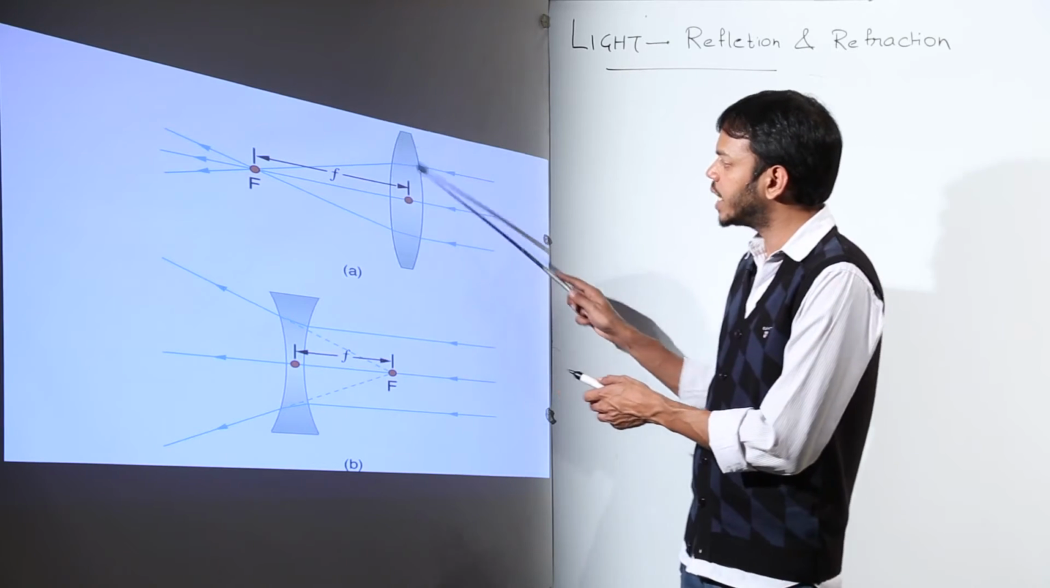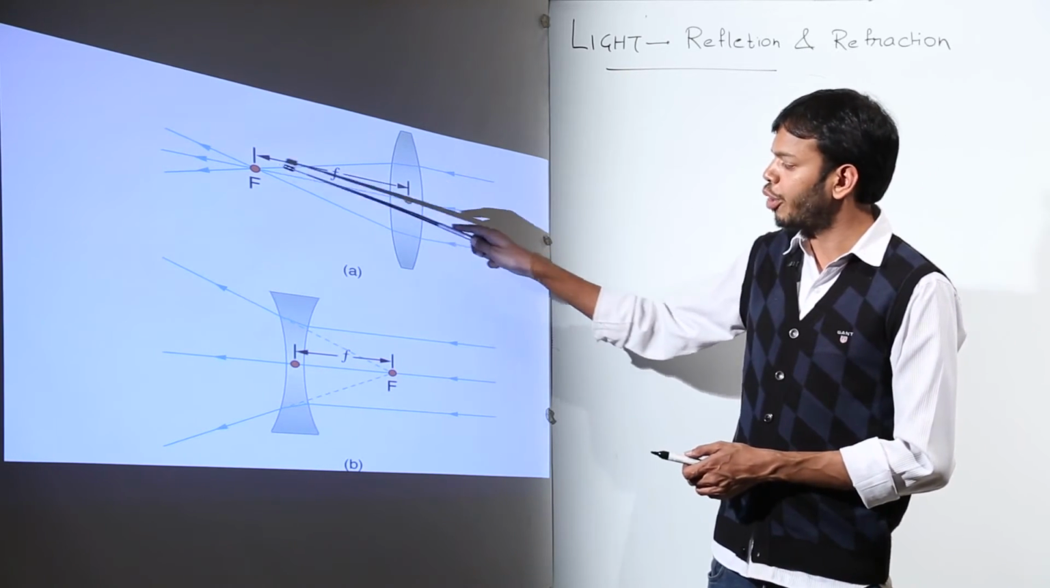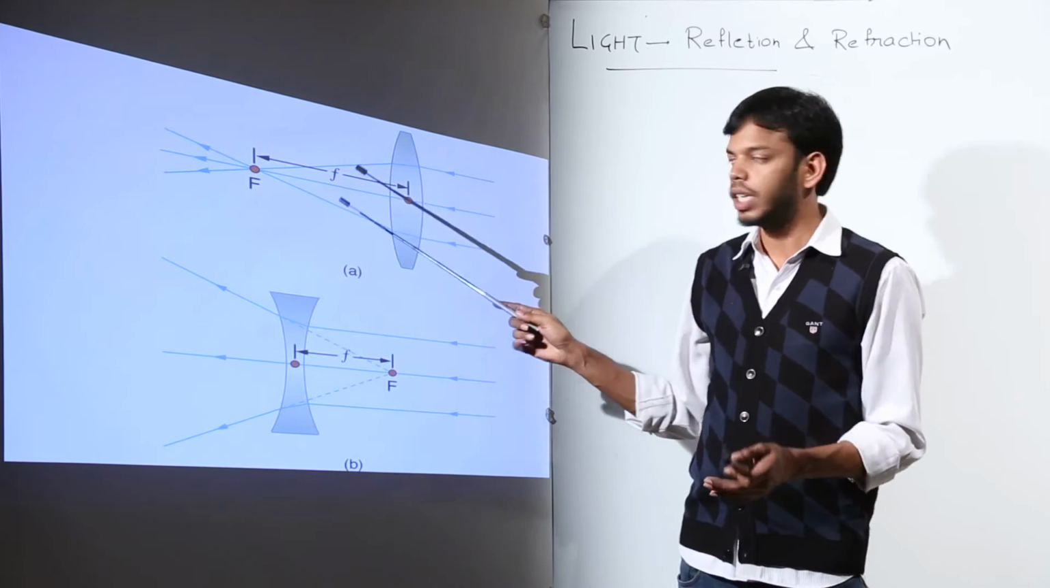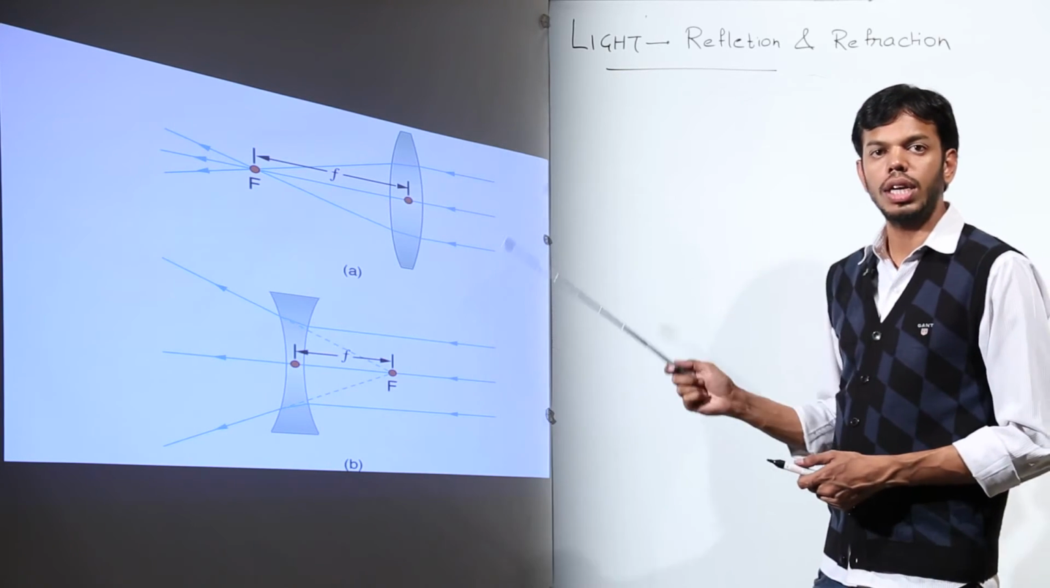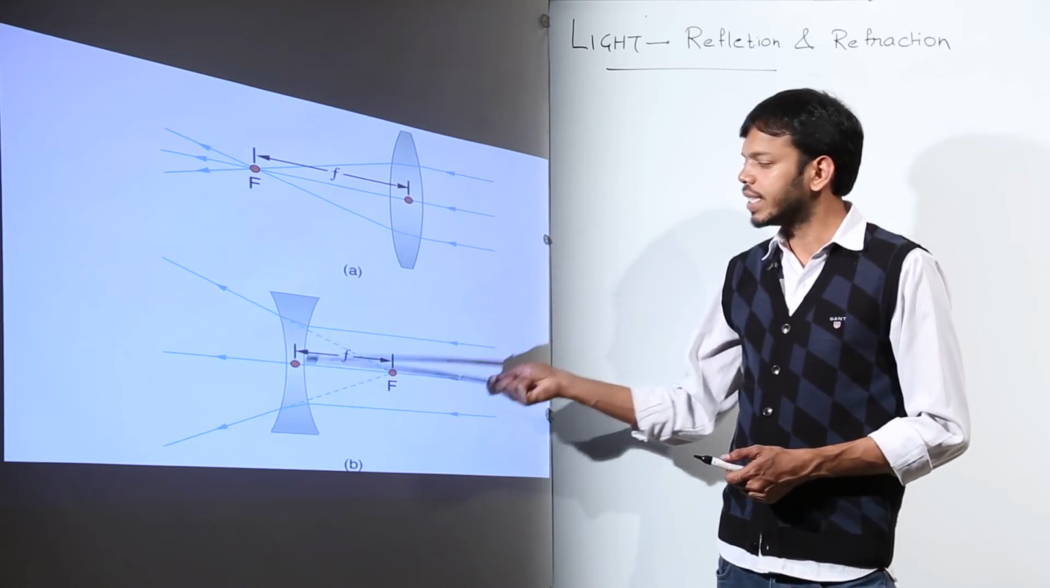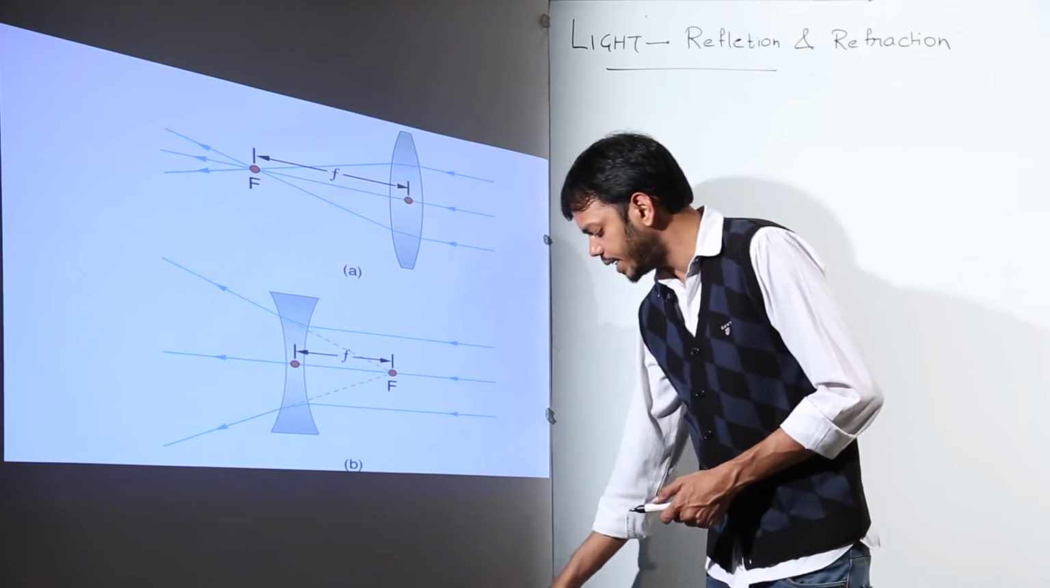So what happened to these rays? These rays converge to one point, whereas all these rays got diverged. That is why convex lens is called converging lens, this is called diverging lens, right?